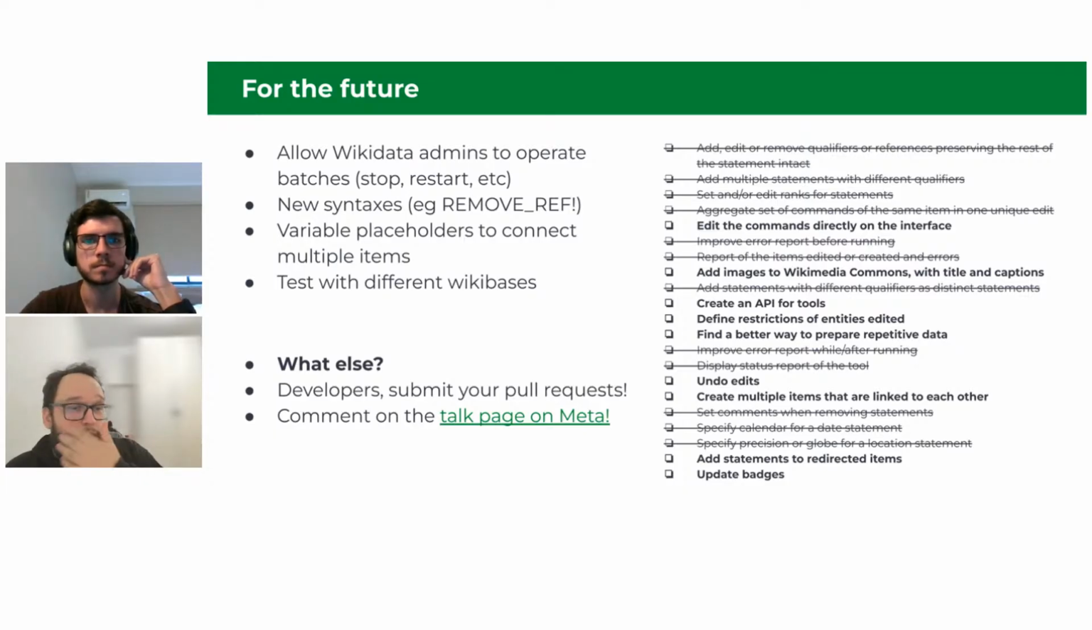But I wanted to focus on the left part of the slide, that is some actions that we think are very feasible to do, not with low effort, but with very specific actions. So the first one is to allow Wikidata admins to operate the batches, so they can help the users that are stuck or need help on the QuickStatements batch that they are running.